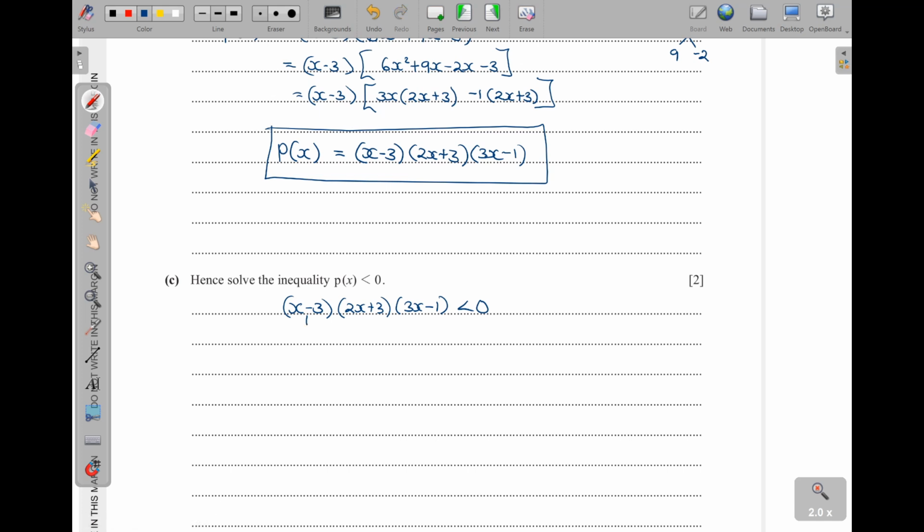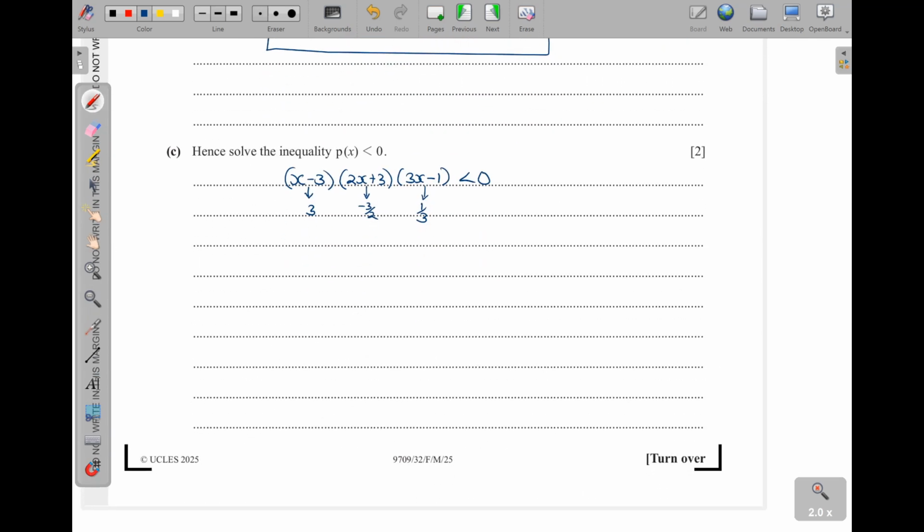No, we have to get the boundary points. When I equate this one to 0, I'll get 3. When I equate this one to 0, I'll get negative 3 over 2. And then here I'll get a third. So I can do a small sketch here of this one.